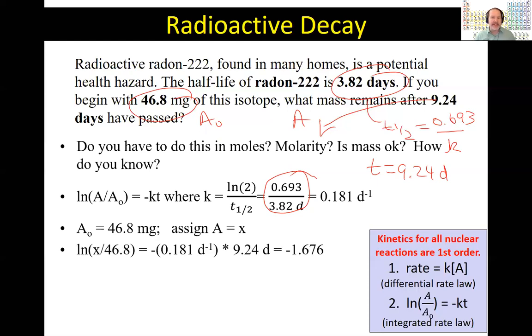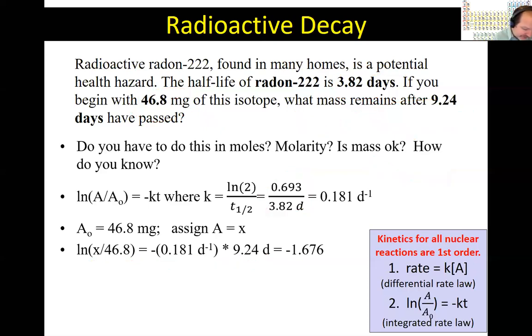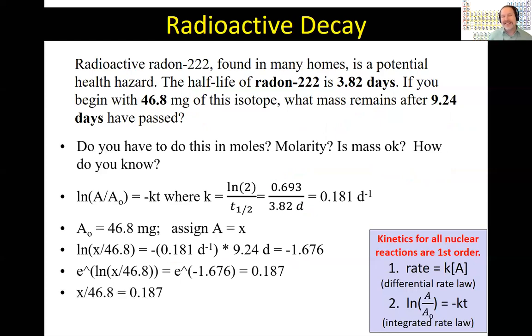Plug this information into the integrated rate law. We've got our K, and then here's A over A0. There is the amount of time, 9.24 days. When I rearrange this side of the equation, I get negative 1.676. I can take e to both sides, so I'm going to erase this stuff. Clear. And then we can easily see that X over 46.8 milligrams is equal to 0.18. Solving for X, I get 8.75 milligrams.